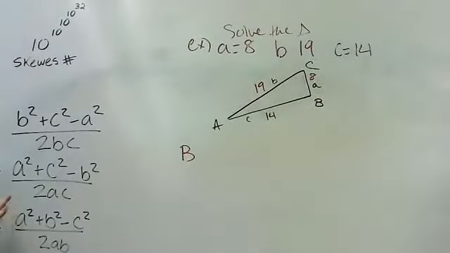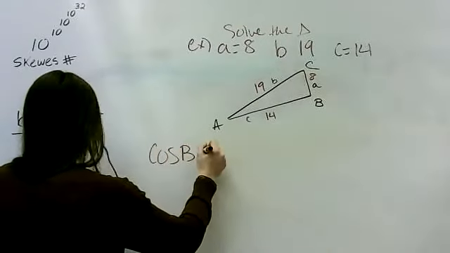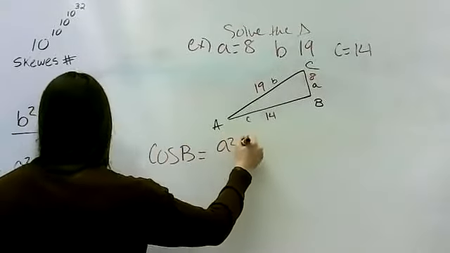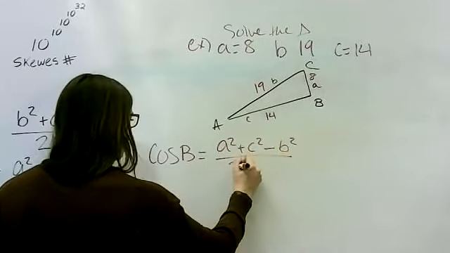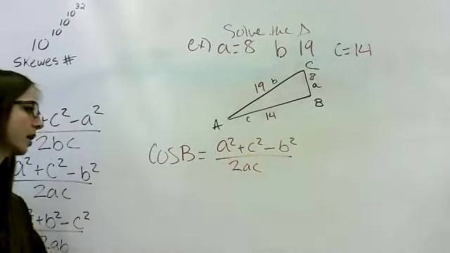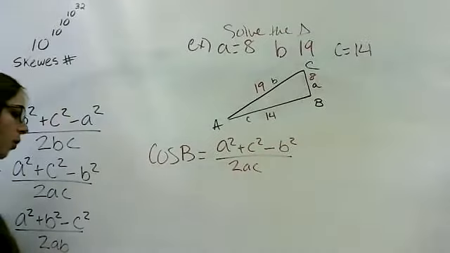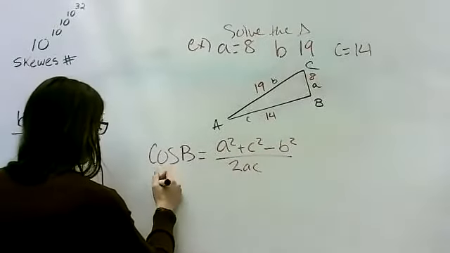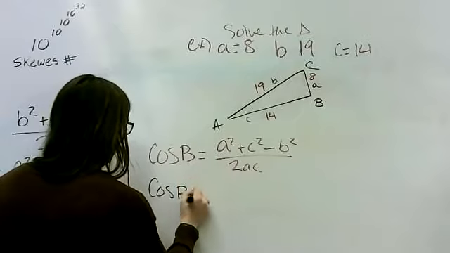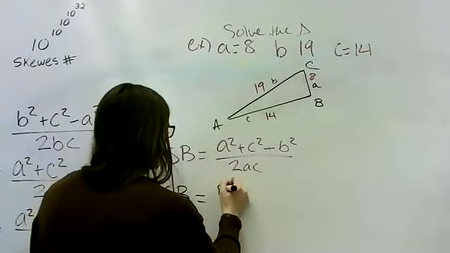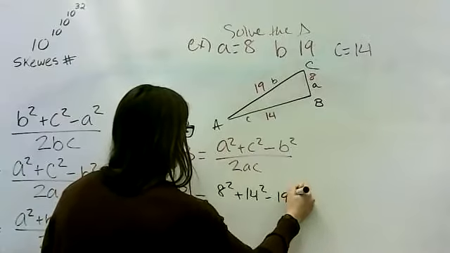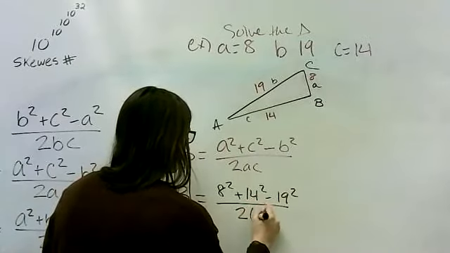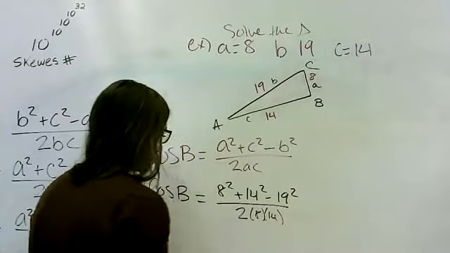In order to do that, I have to use this cosine B formula right here: cosine B equals A squared plus C squared minus B squared all over 2AC. So let's fill in the pieces that we know, and that's all of them besides my B angle measure. My A is 8 squared plus 14 squared minus 19 squared, all over 2 times 8 times 14.